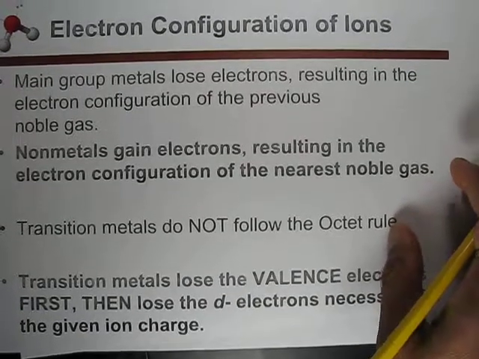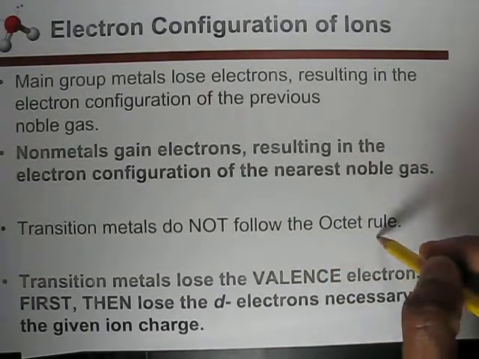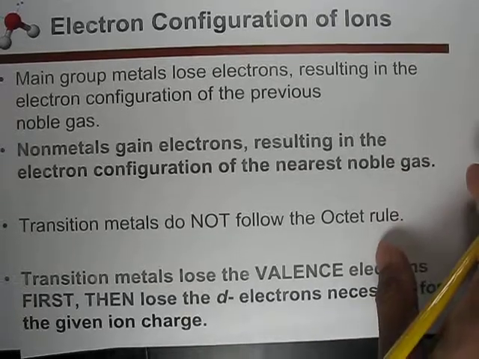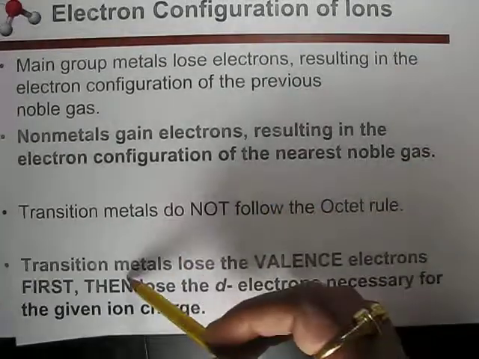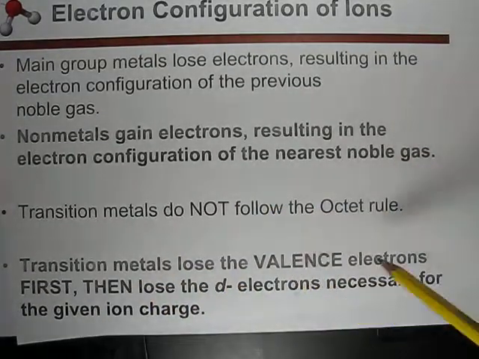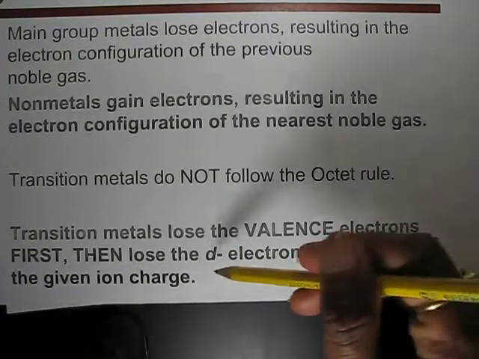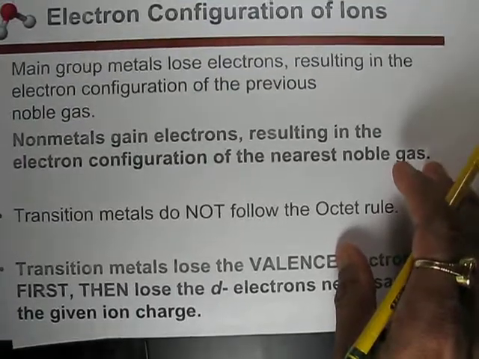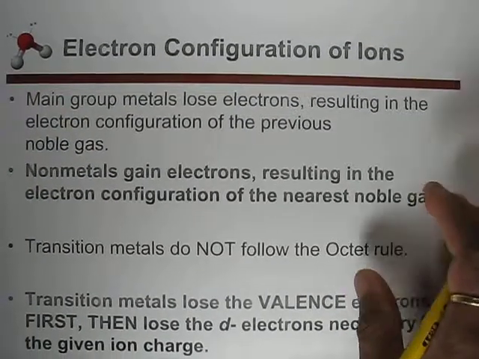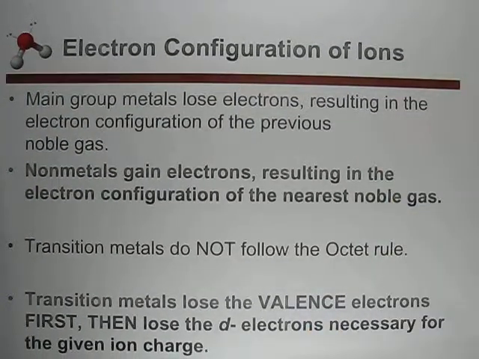Next, transition metals do not follow the octet rule. They are somewhat random: a transition metal loses its valence electrons first, then loses d electrons as necessary for the given ion charge. So this was about the electronic configuration and properties of ionic compounds and ions, and in the next video we will study covalent bonding.